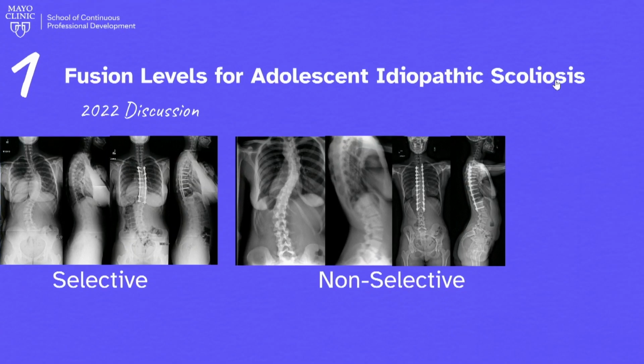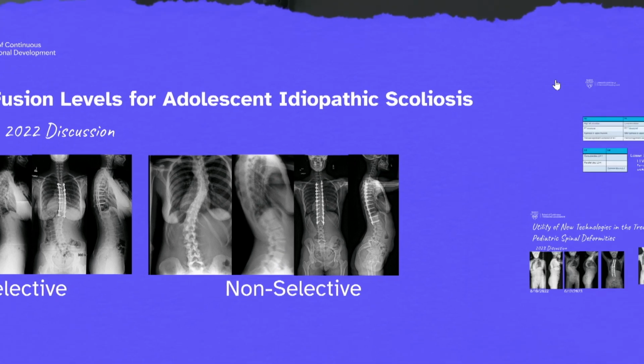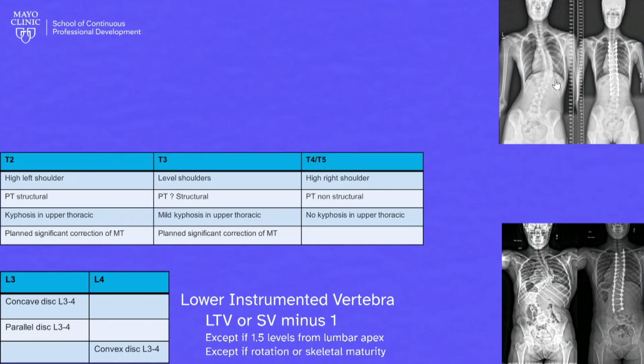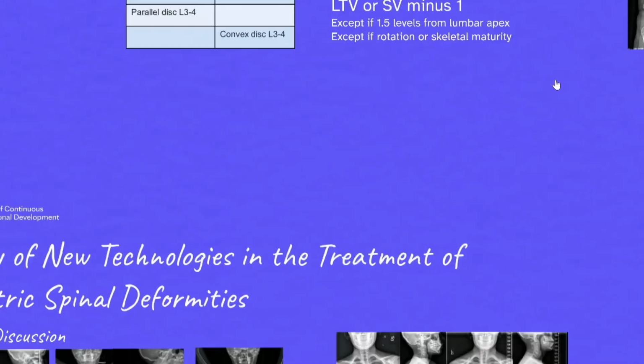So just highlighting some of the previous lectures that we've had. I was fortunate to be asked to present about fusion levels in AIS, and we discussed a little bit about selective versus non-selective fusions historically. Then we transitioned to where we consider stopping our implants and instrumentation and looking at saving distal fusion levels and selective fusions, as we mentioned. Last touched vertebra or stable vertebra minus one, and we went over and highlighted various nuances in treatment of that.